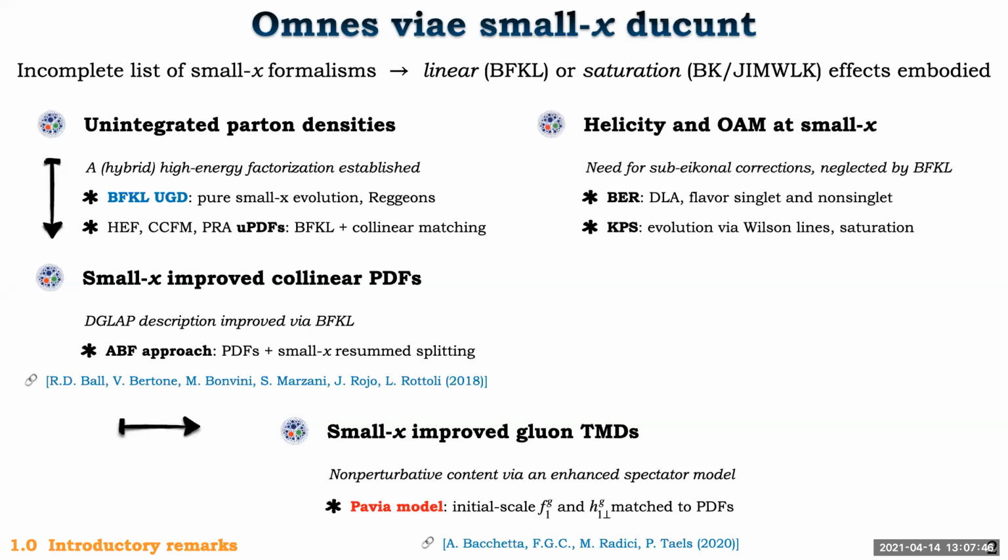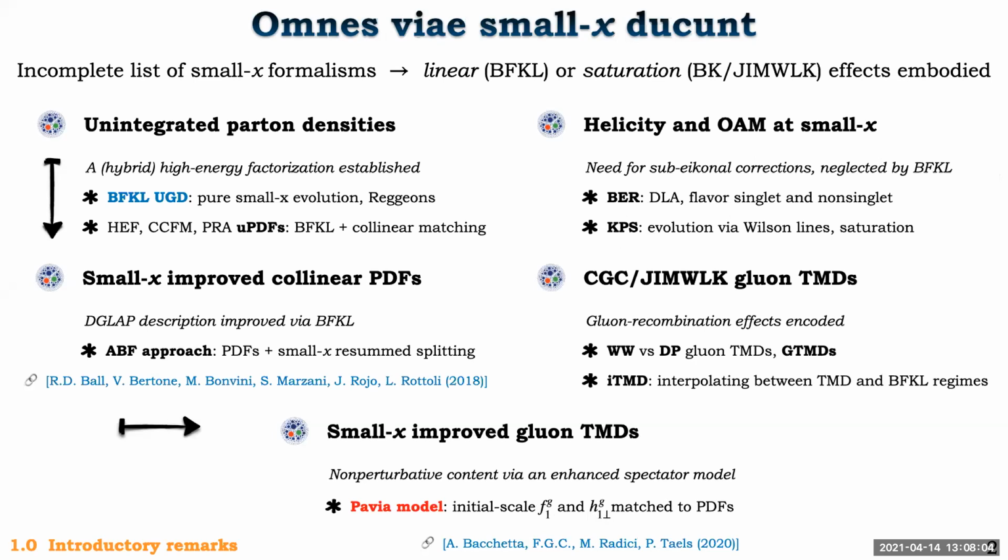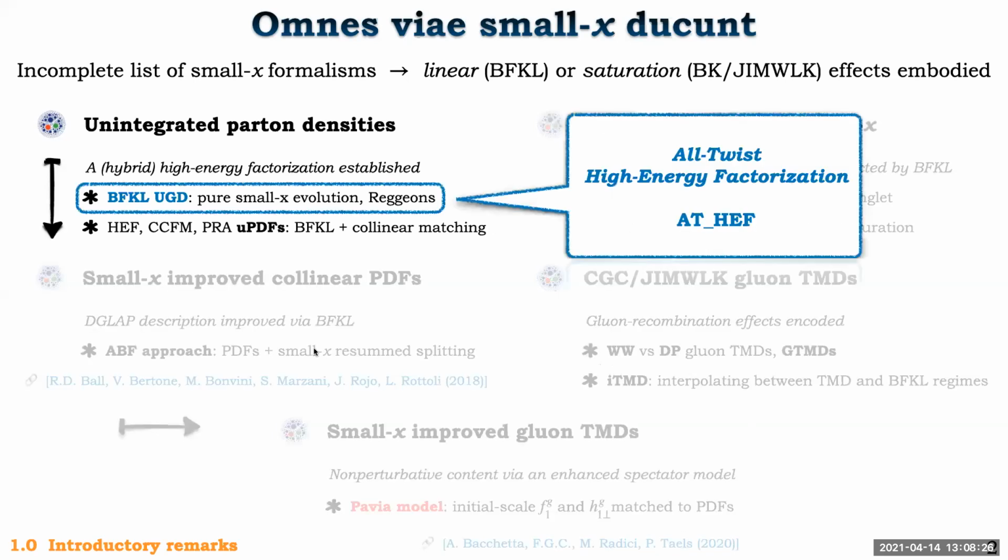Then it is worth mentioning the way to access, at small x, helicity and orbital angular momentum via subeikonal corrections, which are generally integrated by BFKL, but are introduced by the Balitsky-Ermolaev-Kirschner approach, and also by the Kovchegov-Pitonyak-Sievert formalism. And then, just to mention, it is important to know the color glass condensate Weizsacker-Williams and dipole gluon TMDs, in which gluon recombination effects are encoded, and we are able to distinguish between two main kinds of TMD distribution, WW and dipole, and then the improved TMD framework, in which there is an interpolation between the TMD approach and the BFKL regime. We will discuss today an unintegrated gluon distribution calculated in the BFKL approach that we call all twist high energy factorization, because all twists are included here.